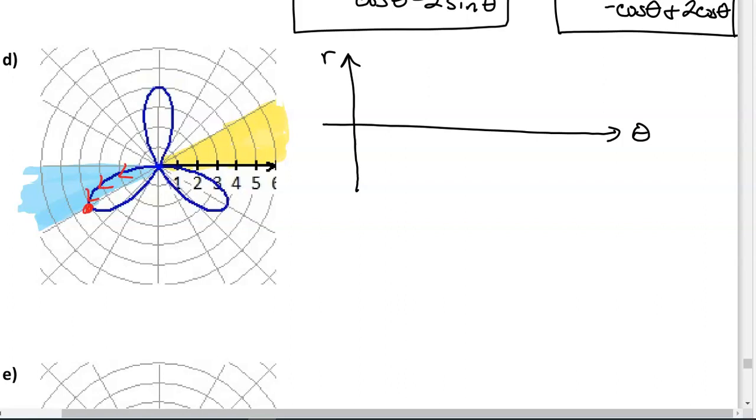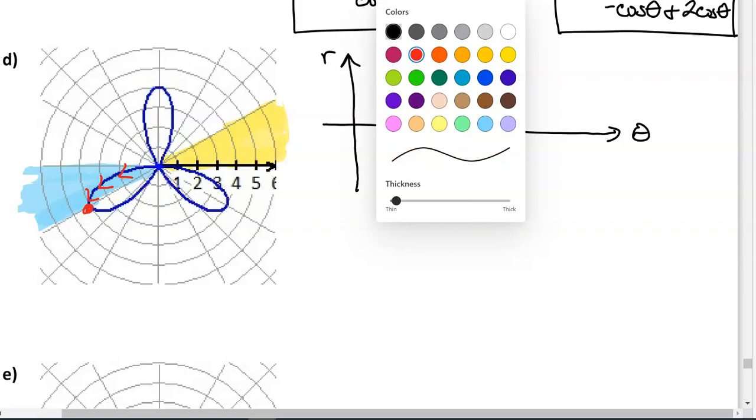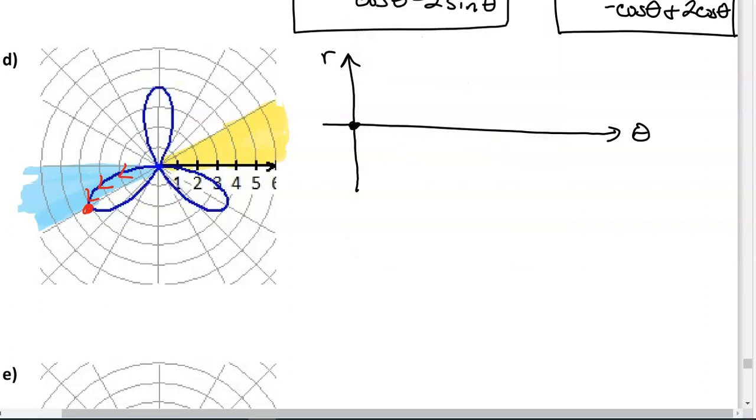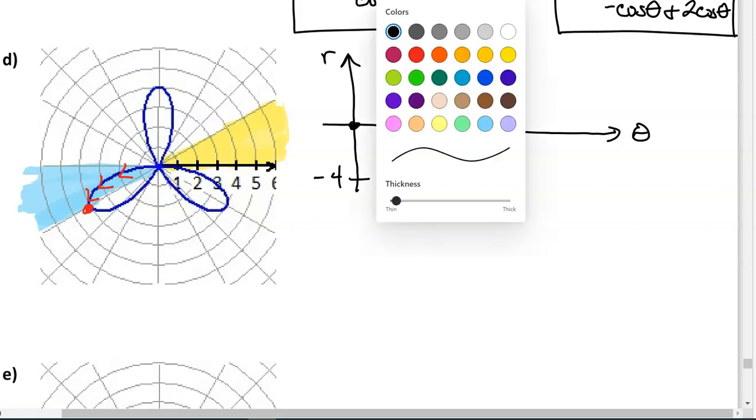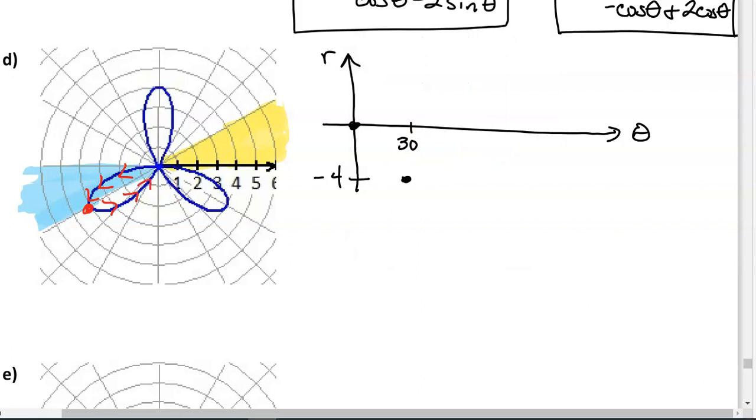So what do we see happening first? From 0 to 30 degrees, it looks like our R value is going from 0 down to -4. And then what happens next is, as we trace out the rest of the graph, R goes back to 0 again. Now, I don't know exactly where this occurs, but I'm going to guess if it took 30 degrees to get from 0 down to -4, it's going to take another 30 degrees to get back up to 0.